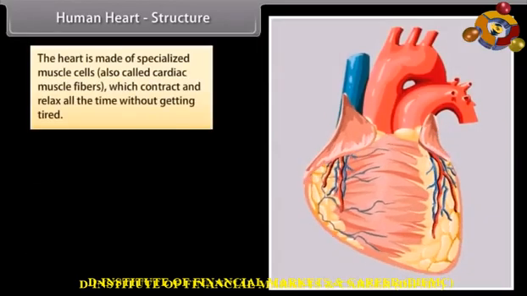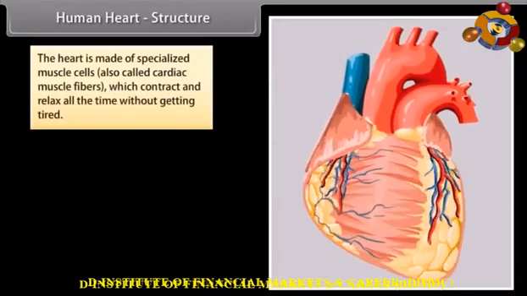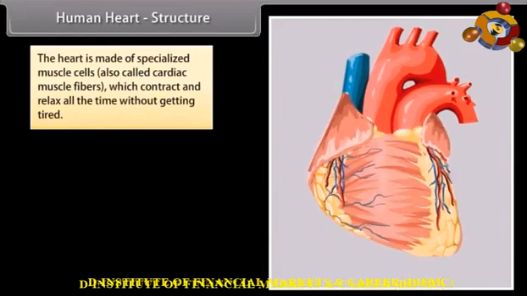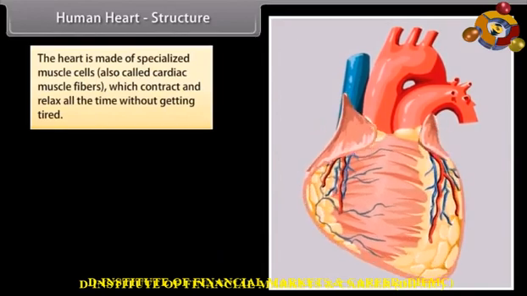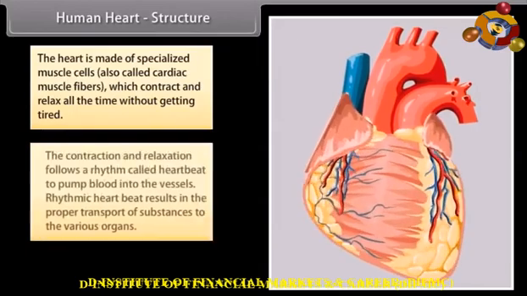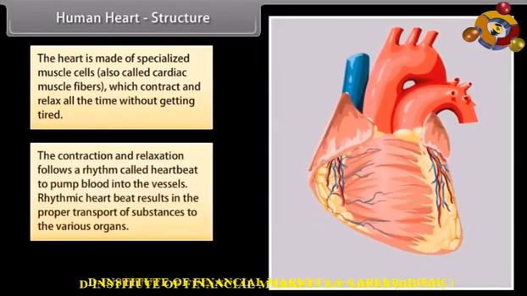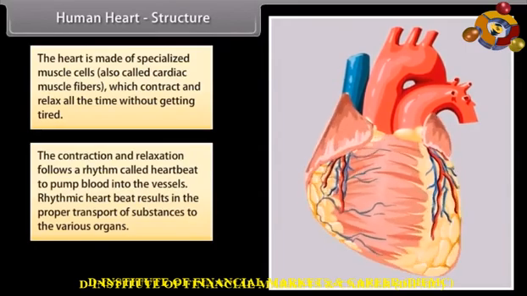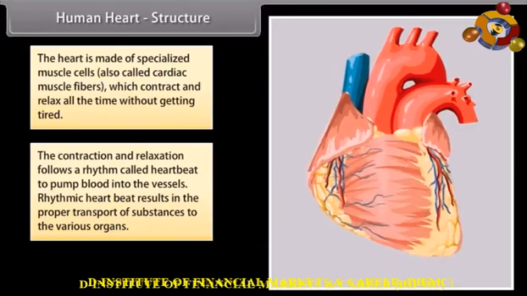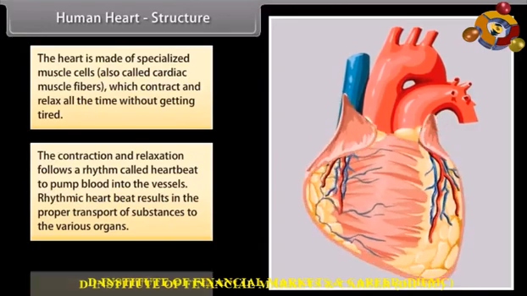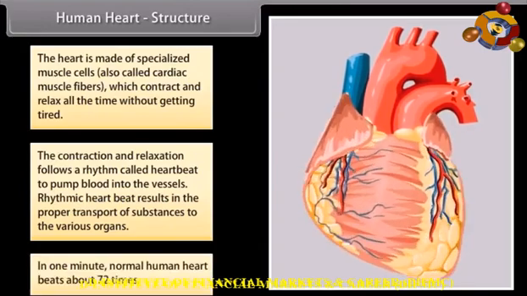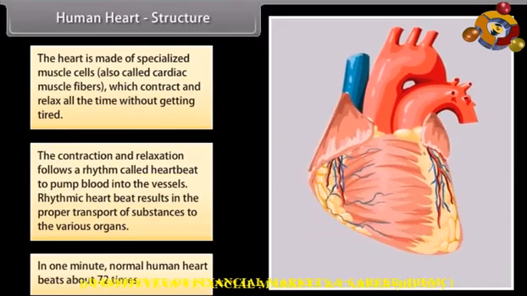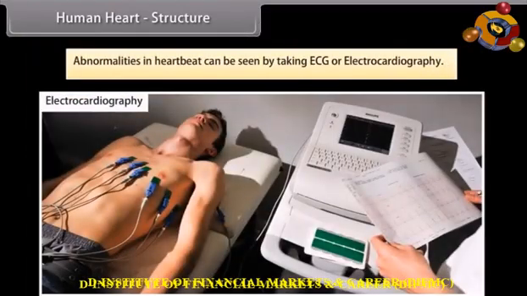The heart is made of specialized muscle cells, also called cardiac muscle fibers, which contract and relax all the time without getting tired. The contraction and relaxation follows a rhythm called heartbeat to pump blood into the vessels. Rhythmic heartbeat results in the proper transport of substances to the various organs. In one minute, the normal human heart beats about 72 times. Abnormalities in heartbeat can be seen by taking an ECG or electrocardiography.